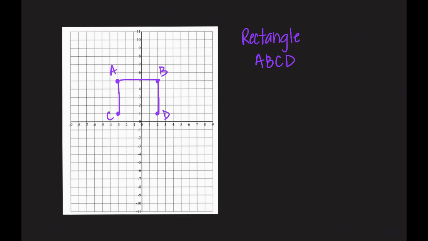Okay, so here I have a little rectangle. Okay, we need to find the perimeter. Now the perimeter is all of the sides' measurements added up. So I need to find out what the measurements of this are added up. Okay, so we're going to start by finding our points. We're going to do A and B, C and D.